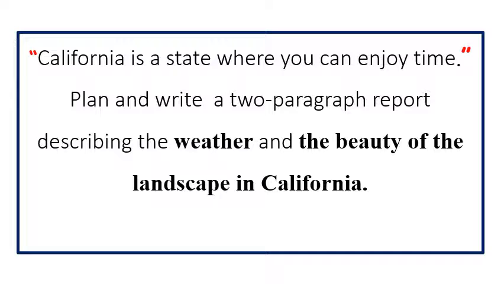In our example here, we are going to write about this topic. California is a state where you can enjoy your time. So our topic is about California. It asks us to plan and write a two-paragraph report describing the weather and the beauty of the landscape in California. So here are the two paragraphs. We can divide our planning into the weather and the beauty of the landscape in California.